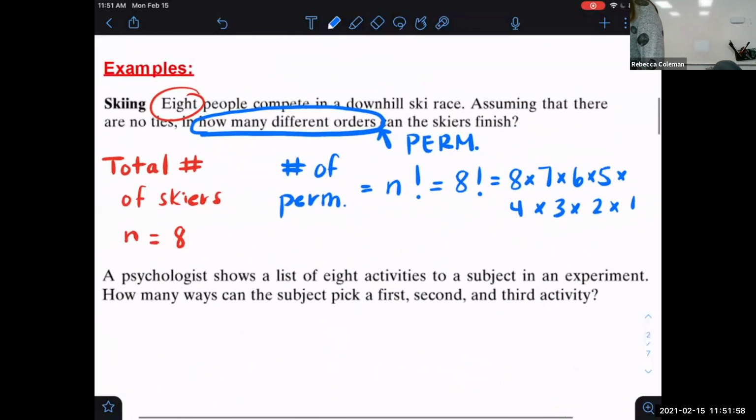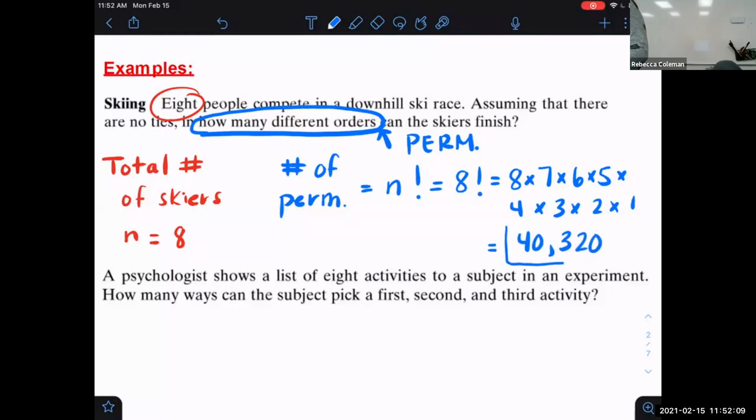8 factorial, if we go ahead and take that product, 8 times 7 times 6 times 5 times 4 times 3 times 2 times 1, has a value of 40,320. And again, that might seem incredibly large, but if you really break it down, it makes sense that we're just looking at all the different possibilities for first place, second place, and then we're multiplying because that's what the fundamental counting principle tells me to do.